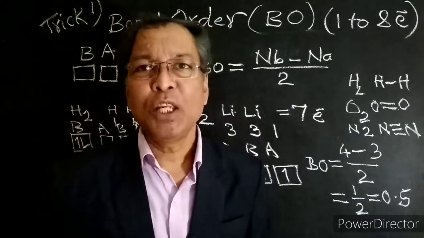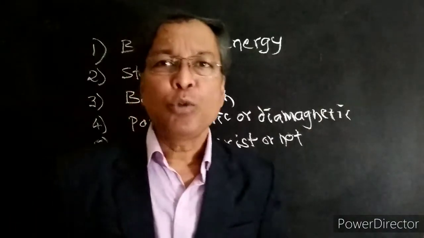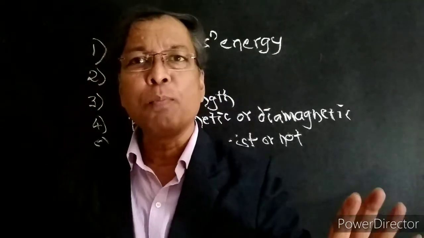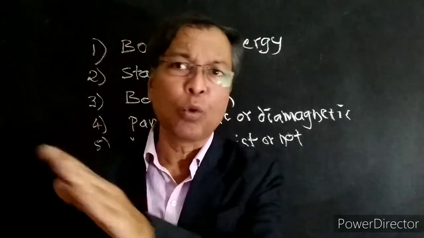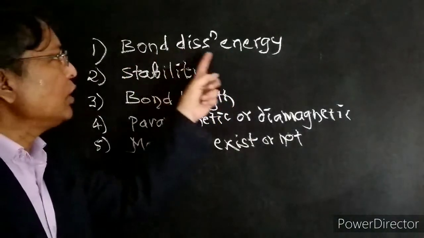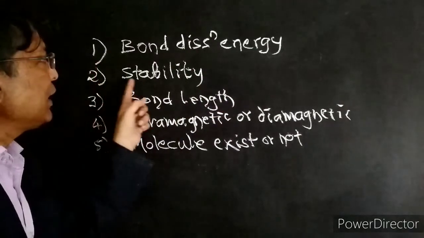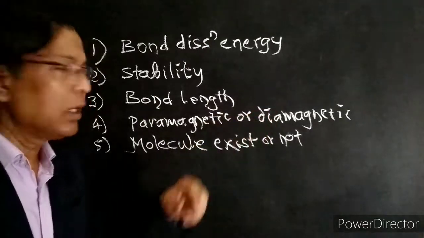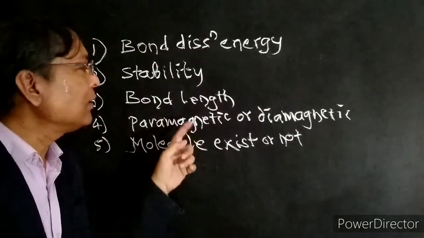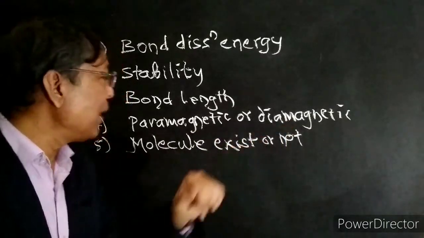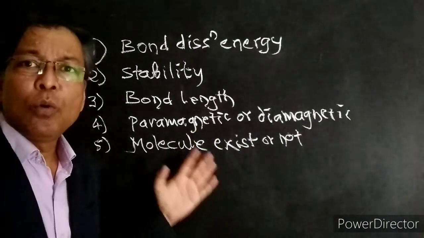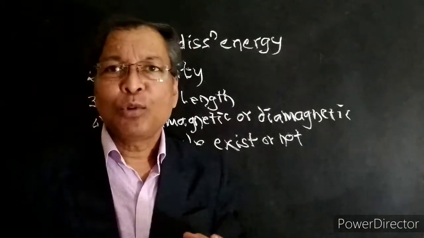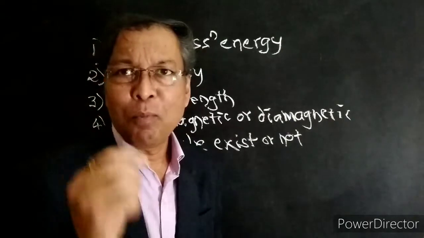Now we are going to solve JEE IIT level questions. After knowing how to calculate the bond order, we will be able to answer 5 top level NEET IIT JEE questions: the questions related to bond dissociation energy, the questions related to stability order of the molecules, the questions related to bond length order, the questions related to whether the molecule is paramagnetic or diamagnetic, and the questions related to whether the molecule exists or not. Now I will explain how to solve all these questions by using bond order.